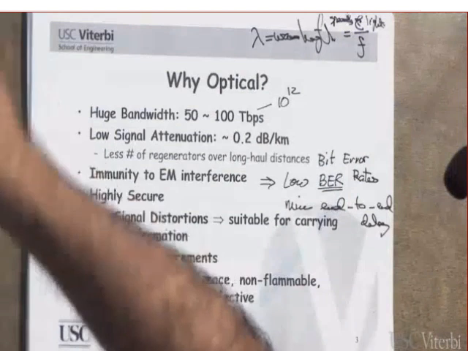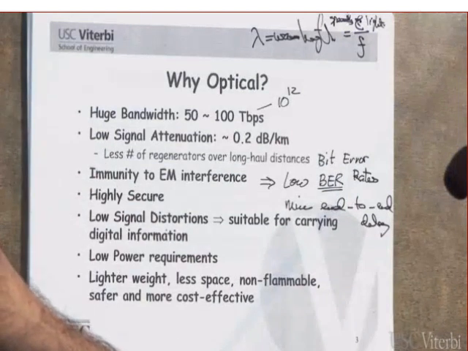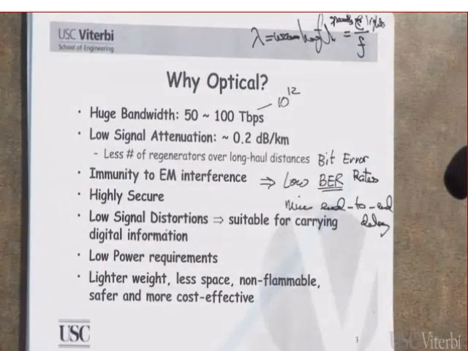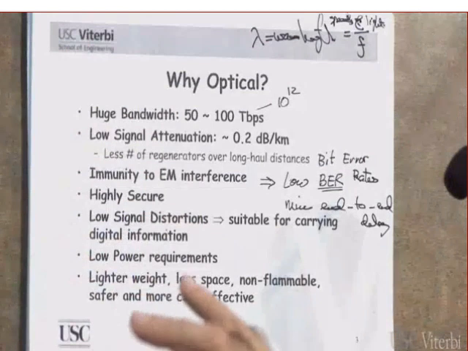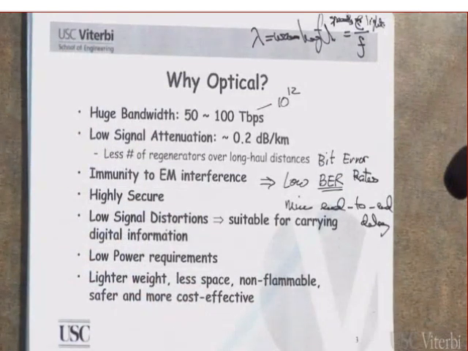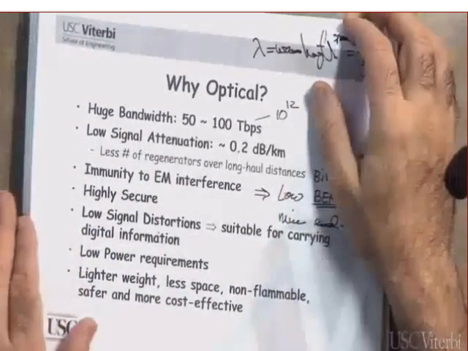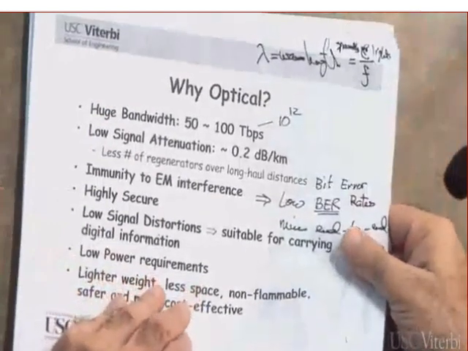So instead of extending, for example, 10 fibers, let's assume they need 10 wavelengths. Instead of extending 10 fibers, they will extend only one fiber, and they multiplex 10 wavelengths on that single fiber, which I'll show you in just a second. Clear so far? Okay, good.